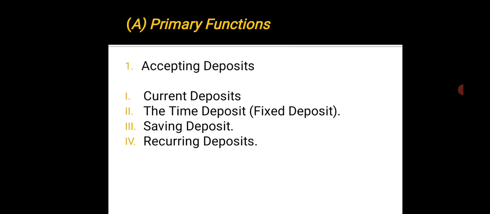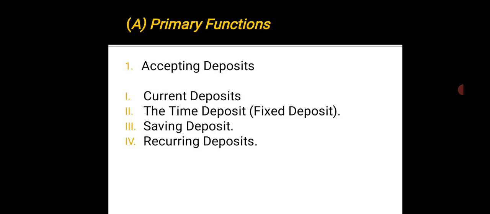Third is the saving deposit. Saving deposits are those which can be withdrawn on demand. But normally there is a limit on the total number of withdrawals during a given period of time. These deposits carry a lower rate of interest than fixed deposits. These deposits are made by wage and salaried persons, pensioners, small traders, etc.